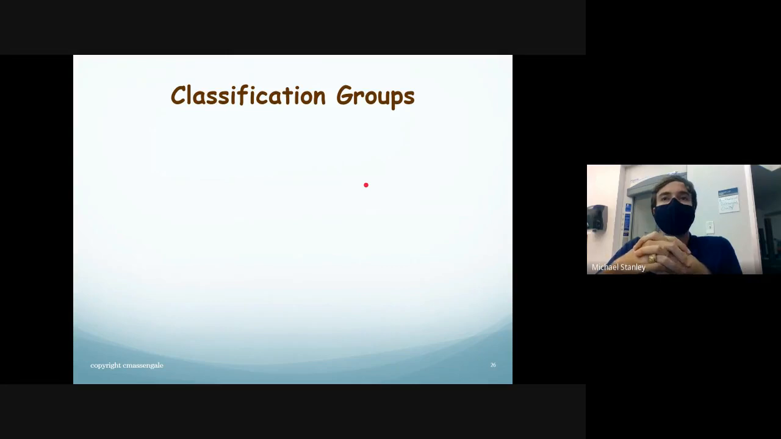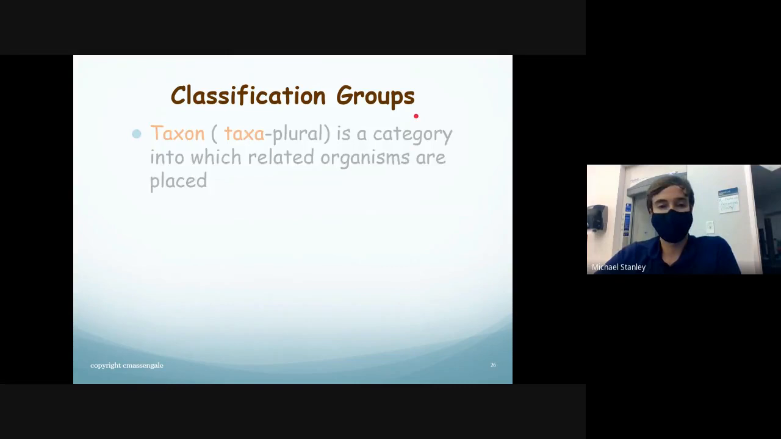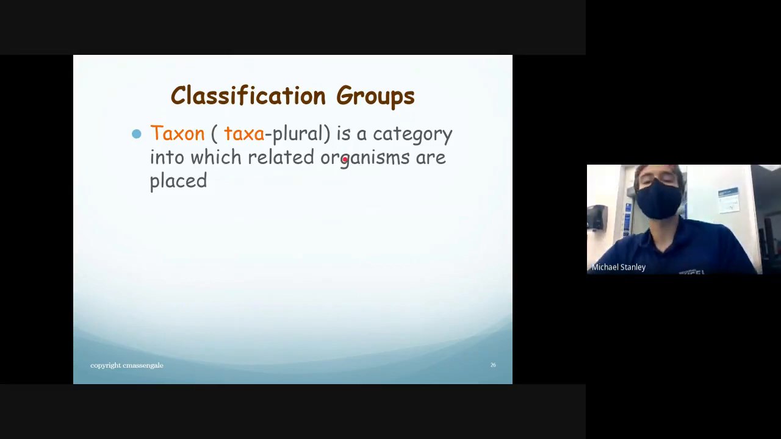So depending on what type of animal or plant that a species is, it could fall underneath a whole bunch of different groups. So a taxonomist is somebody who studies naming and classification. And so a taxon is a category into which related organisms are placed. So whether they're the same genus or in the same family, like the bear family, we would call those things taxons.